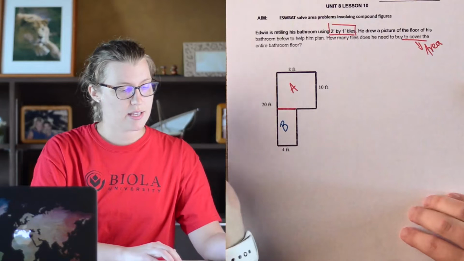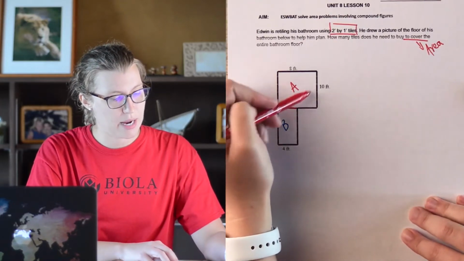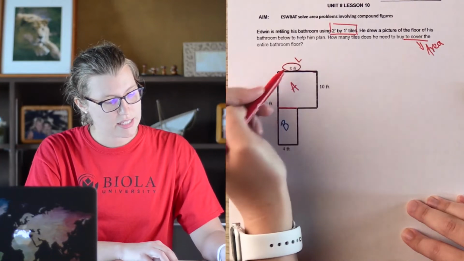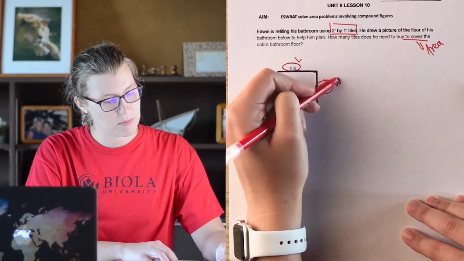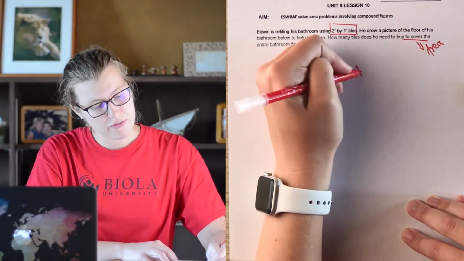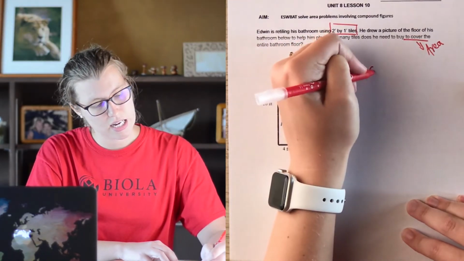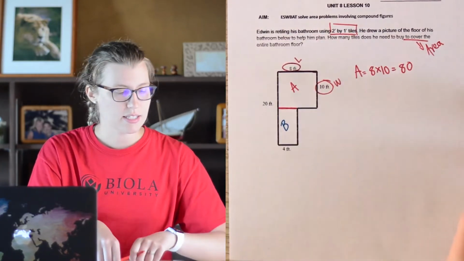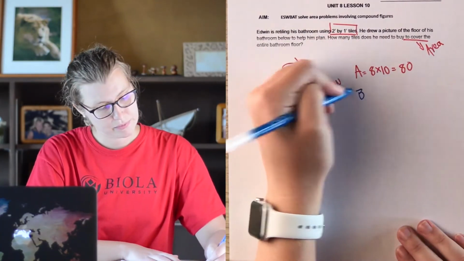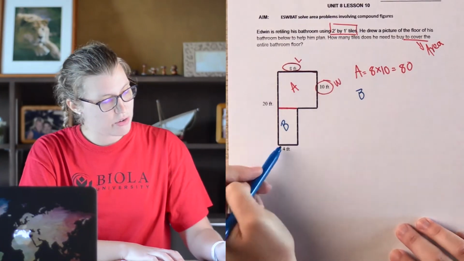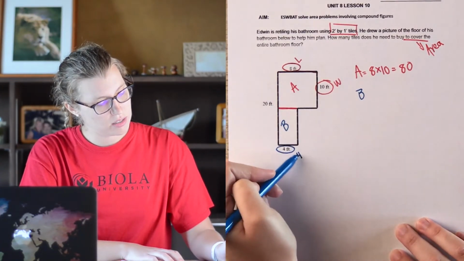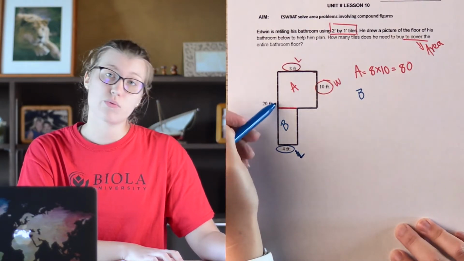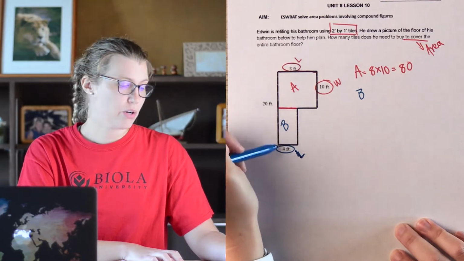Now the question is, what is the area of my rectangle A? Well, I can see the length here is 8 and the width they gave it to me is 10. So my area for rectangle A is 8 times 10, which equals 80. Now let's look at rectangle B. Rectangle B, I know that my length is 4. Oops, that was meant to be a length. But I don't know this width. I don't know how long this is.